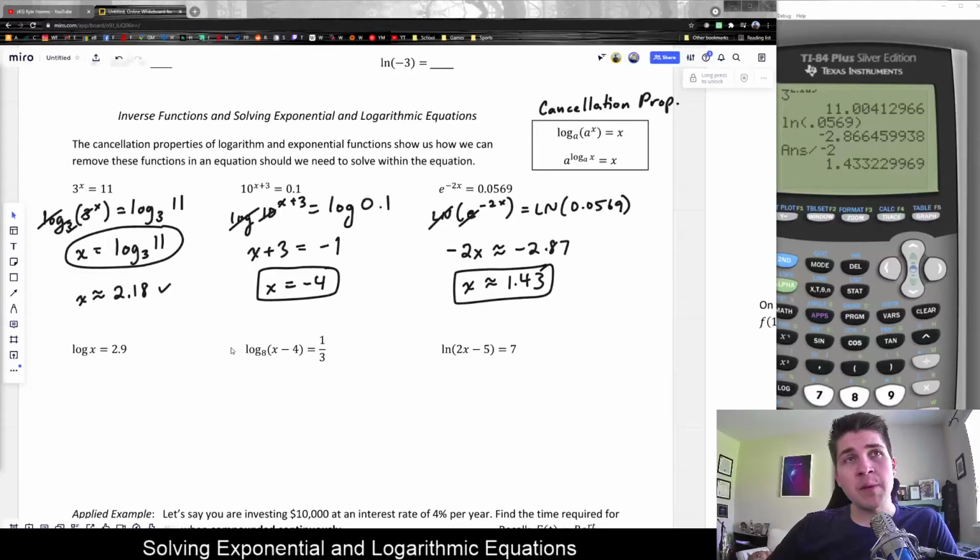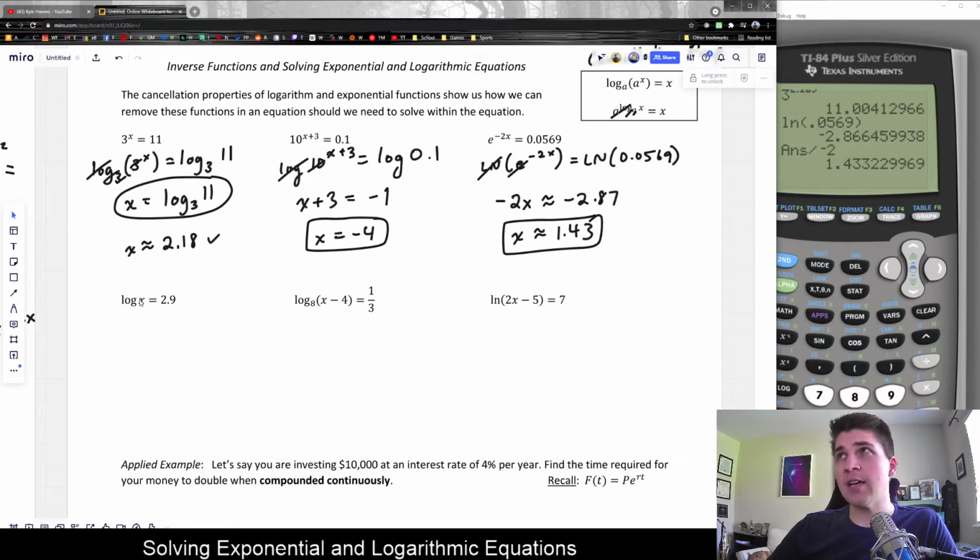So to solve a logarithmic equation, we could use the cancellation property: if I take an exponential base a and raise it to that logarithm, it will cancel and leave me with x, just like that. Very similar to how we solve exponentials. But basically, let's look at, no pun intended, a few examples.